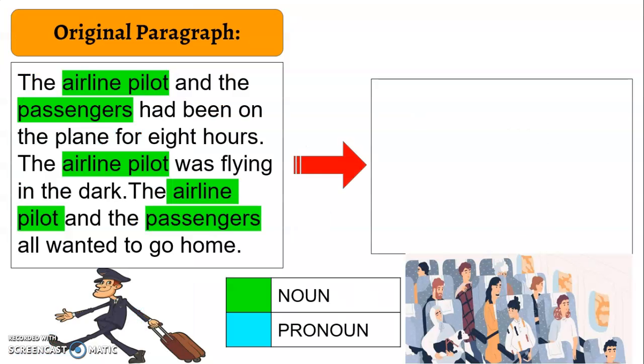Let's take a look at this in writing. So in green, we have all the nouns highlighted in the original paragraph. And we're going to see how subject pronouns can make our writing clearer. The airline pilot and the passengers had been on the plane for 8 hours. The airline pilot was flying in the dark. The airline pilot and the passengers all wanted to go home. Pretty repetitive there. So let's see how this can be revised to make it clearer.